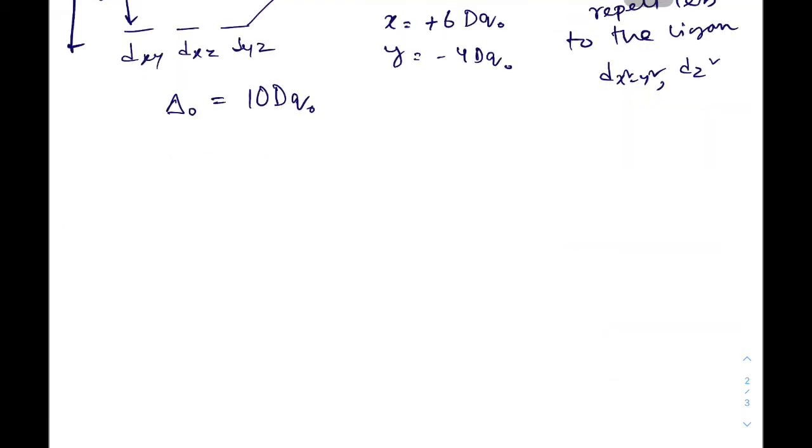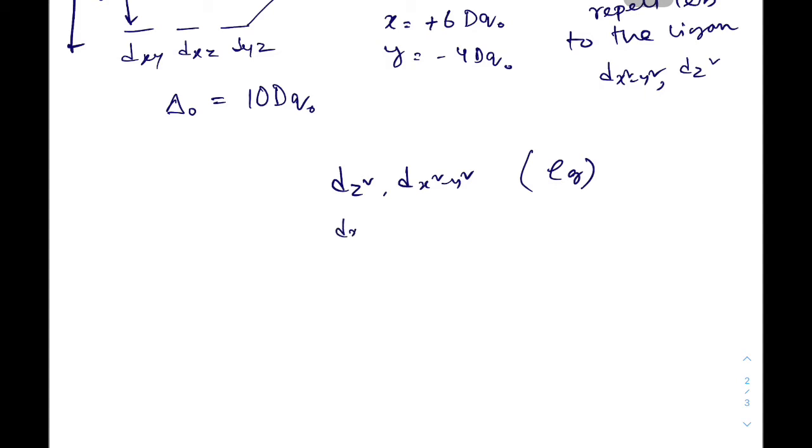Keep in mind that dz square and dx square minus y square are degenerate at the higher energy state, and it is a doublet, so it is denoted by Eg. It comes from group theory. We will discuss in group theory later where it comes from and why.